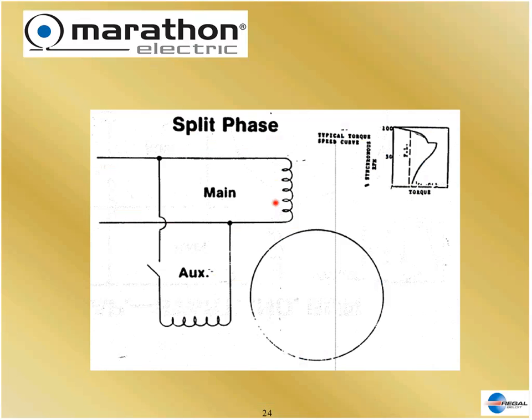Here's our main winding only, and here's our auxiliary. This is the starter. This is our engine starter right here. This is what gets the motor off dead center and start rotating. The switch is located right there. The switch opens. The motor continues to run on the main winding only, and the auxiliary winding is out of the circuit, and it's going along for the ride.